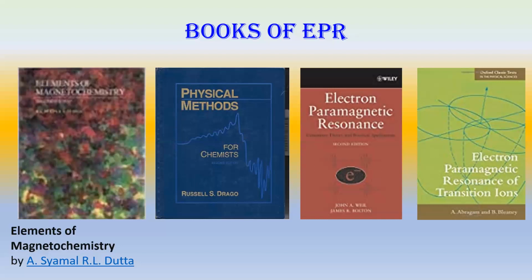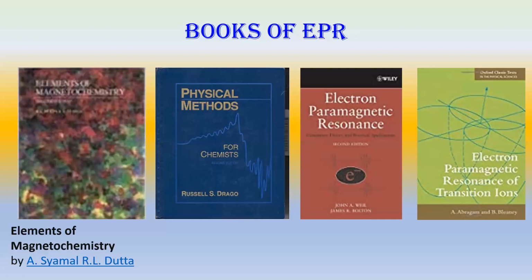This book also gives very detailed coverage of EPR, and it also covers Mössbauer spectroscopy. So this is a very important book, and I think elementary crystallography is also included in Physical Methods for Chemists. So I recommend buying this book. It is not a very costly book, but Russell-Drago himself was a very big scientist, so you will understand that this book will be very beneficial for many things. Also, NMR is discussed in detail in Russell-Drago.